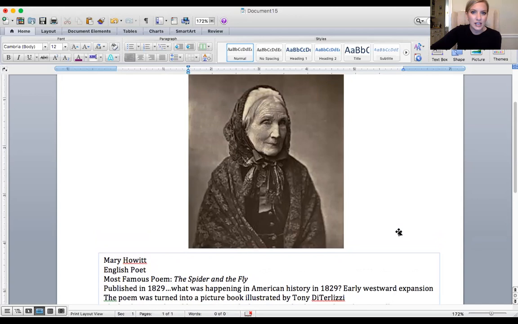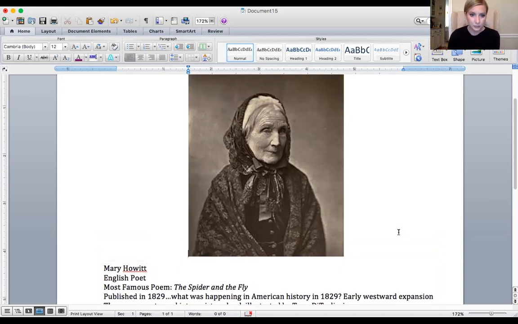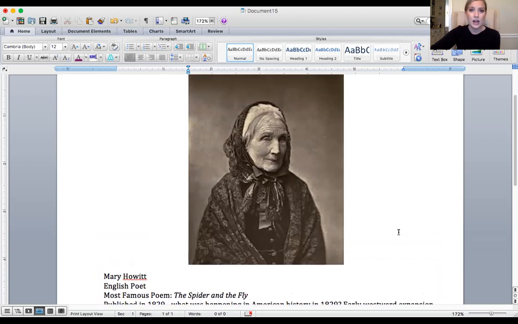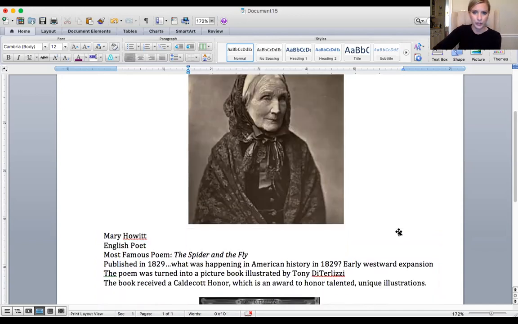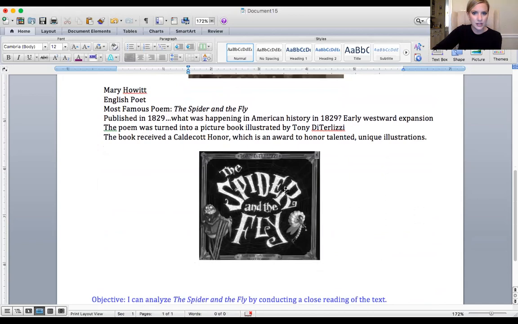So she is very talented, and her poem, The Spider and the Fly, kind of sounds like a fable. Okay, it's very similar, just it's a fable as a poem. Here is the front of the book that was illustrated from her poem. And you can see the illustrations are wonderful. And you can see the two main characters, the fly and the spider here.